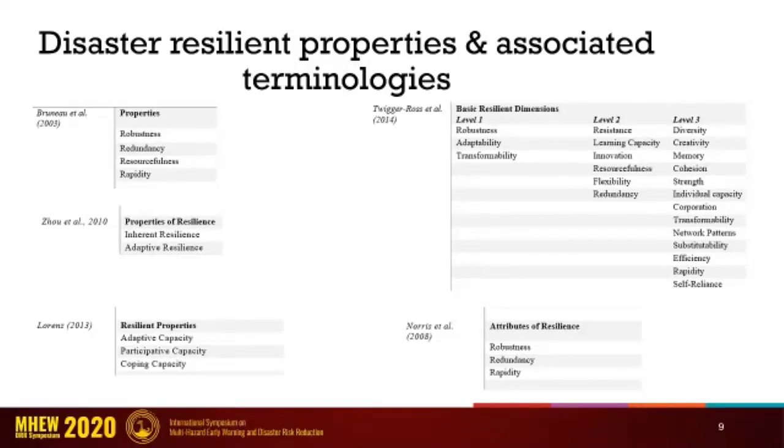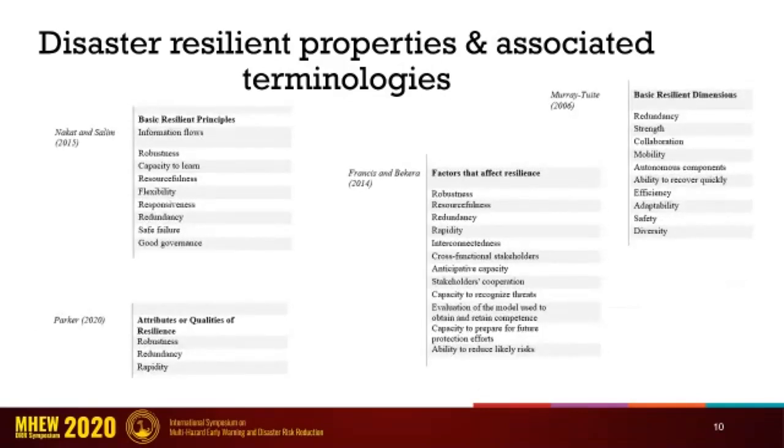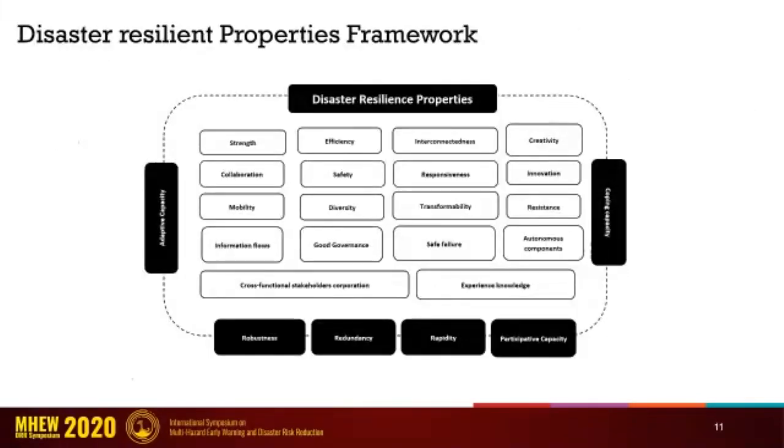Then I also noticed during the first stage of my study that the same factors referred or identified as resilience properties have been categorized under different other terminologies by various other authors. For instance, the same robustness factor has been identified under resilient dimensions, resilience principles, or attributes of resilience. So, in finalizing all these factors and the associated terminologies, I was able to come up with a conceptual framework. And this is the conceptual framework.